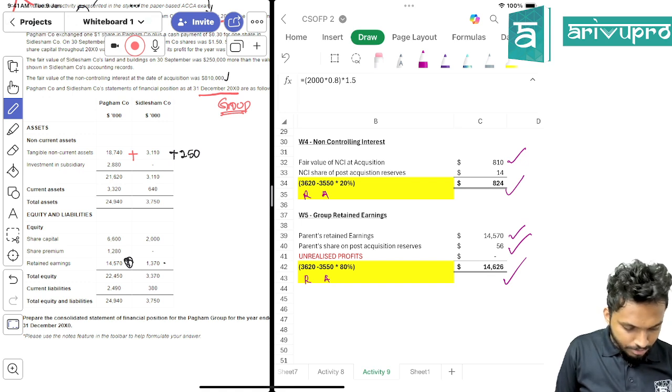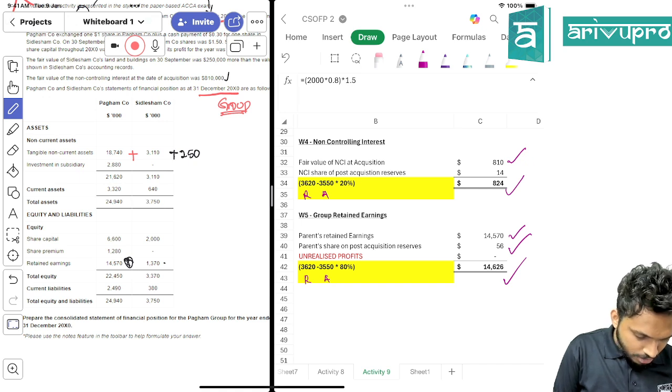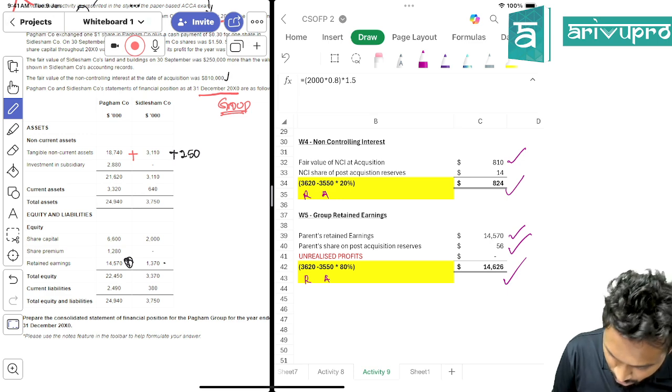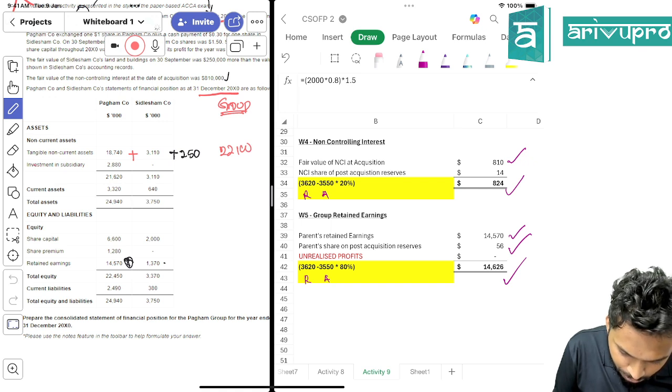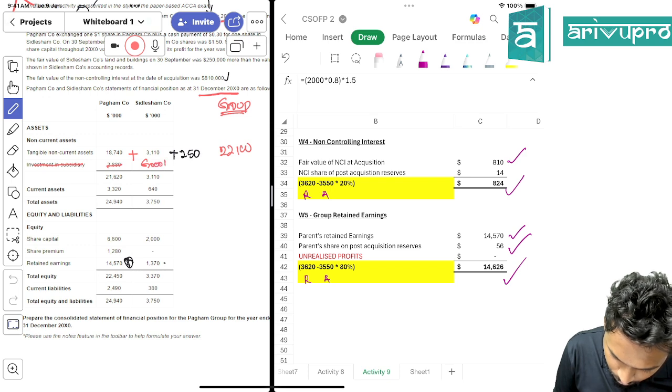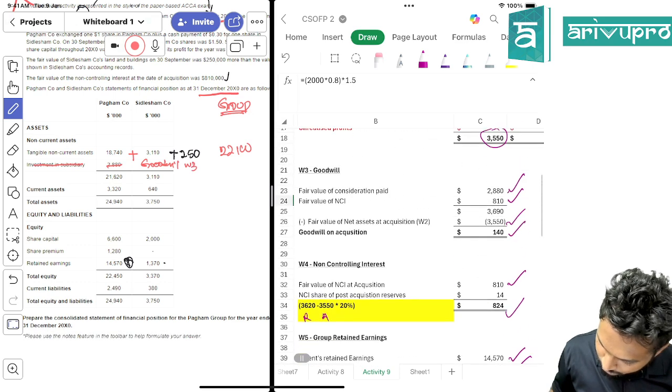Let me total here. 18,740 plus 3,110 plus 250 is going to be 22,100. Can I take investment in subsidiary? No, I need to take goodwill. So goodwill is by working 3, that is how much?